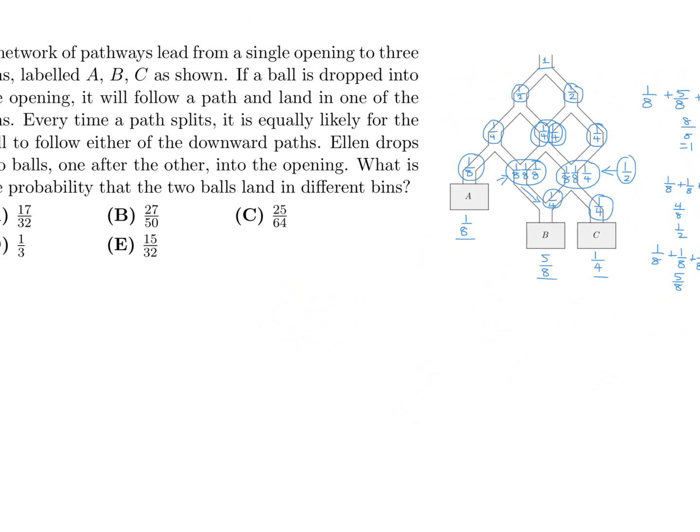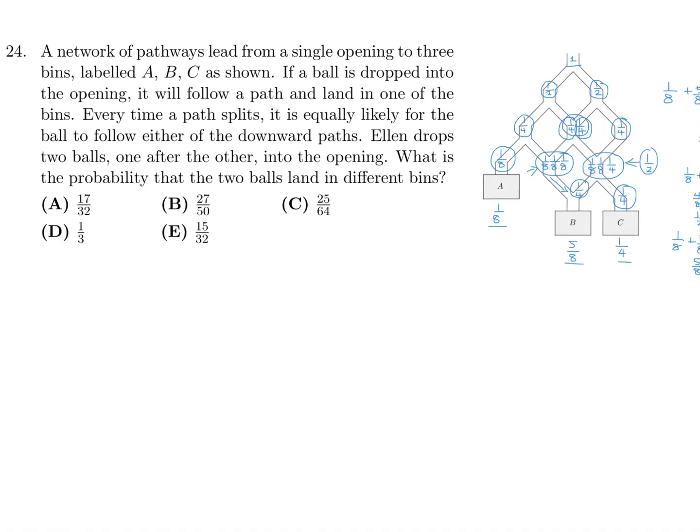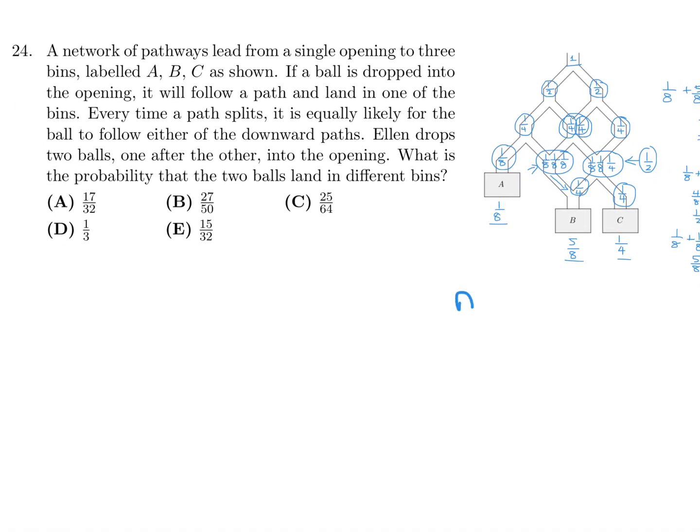I guess we can sort of go back and look at the question. So the probability of A is 1 over 8. The probability of B is 5 over 8. And the probability of the ball going into C is 1 over 4. All right? So that's very important, obviously. Now they want, what is the probability that the two balls land in different bins? Different bins. Okay.